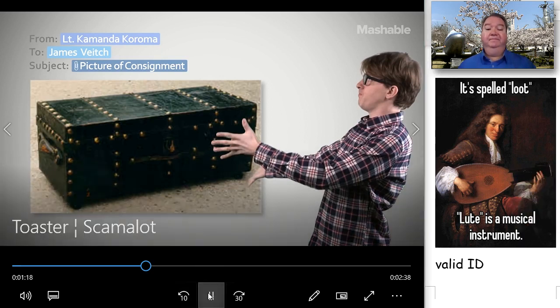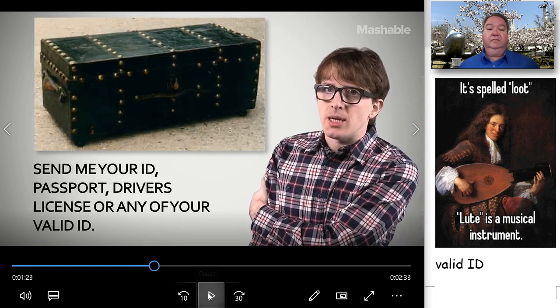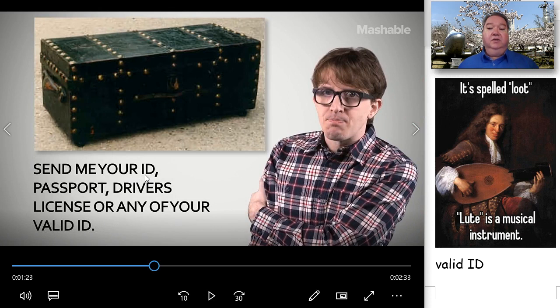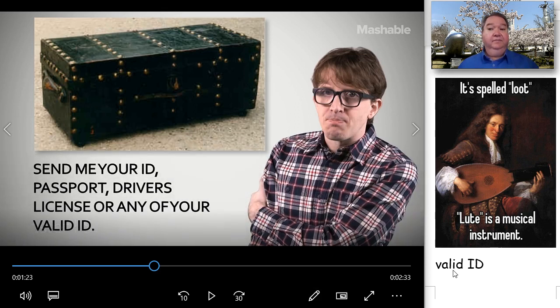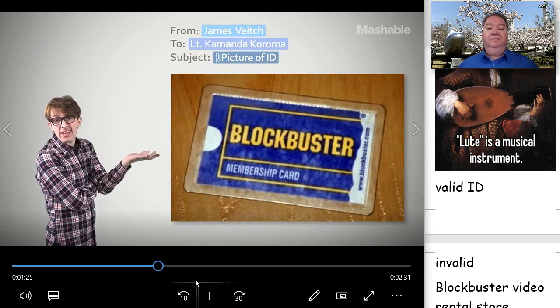Okay, let's continue. He said, send me your ID, passport, driver's license, or any of your valid ID. So send me your ID, your, in the U.S. we might say your social security card, or in Korea you have a national ID card, your passport, your driver's license, or any of your valid ID. Valid means that it's not expired. It's real, it's authentic, it's official. And so send me your ID. So, it was valid at the time.